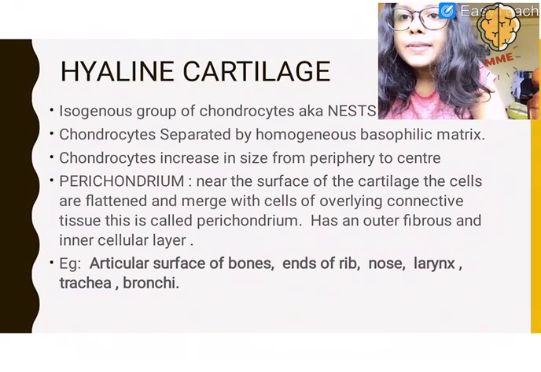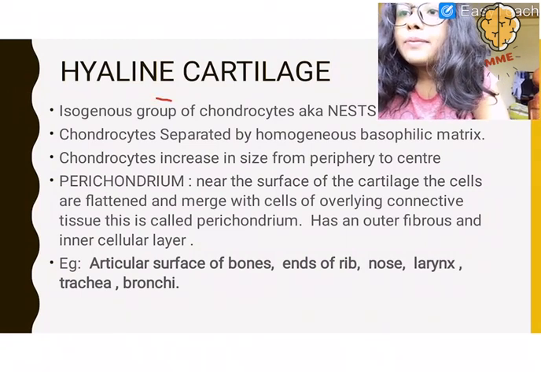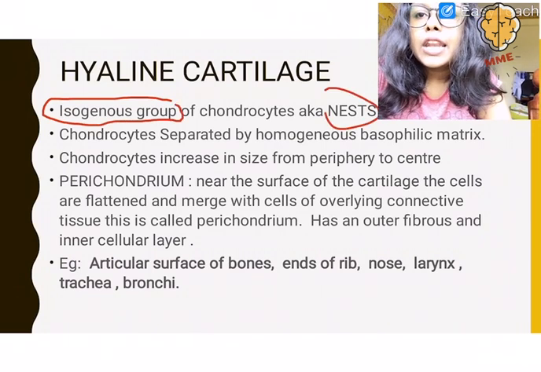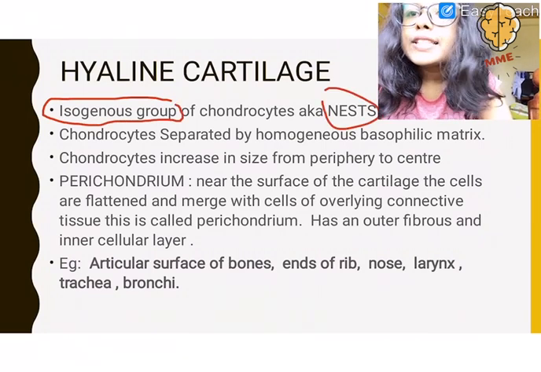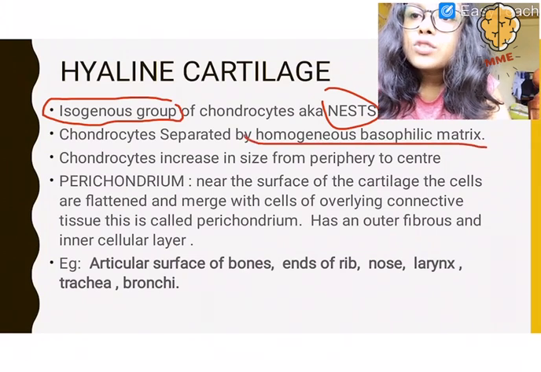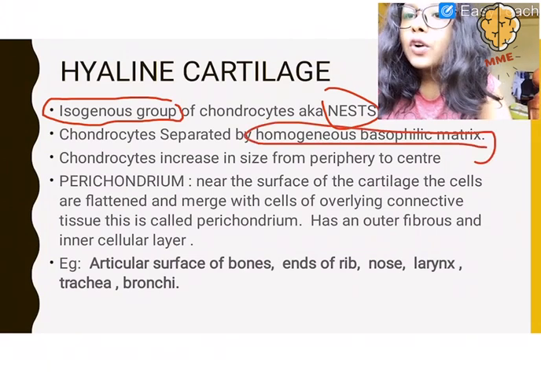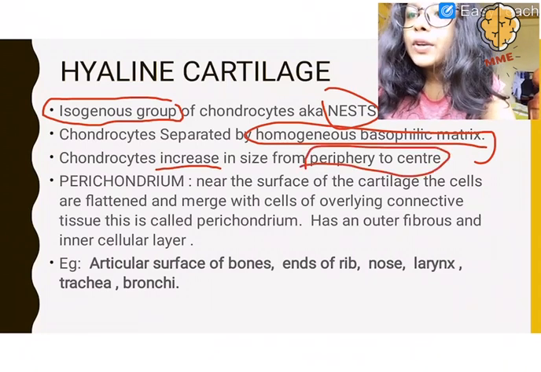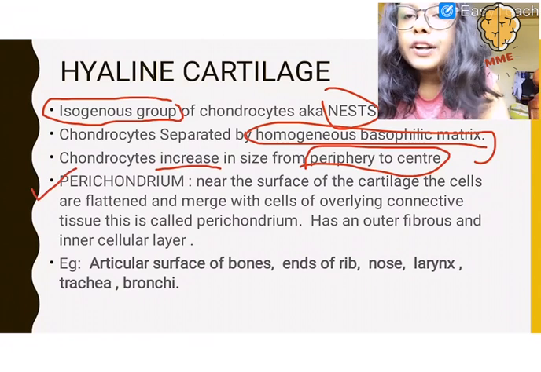Hyaline cartilage is a type of cartilage in which an isogenous group of chondrocytes lie in nests. The chondrocytes are separated by a homogeneous basophilic matrix, and chondrocytes increase in size from the periphery to the center.